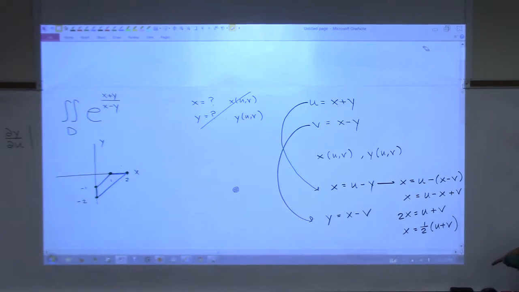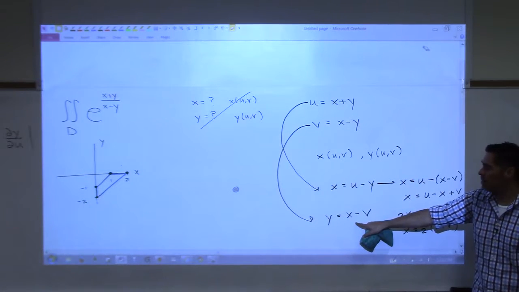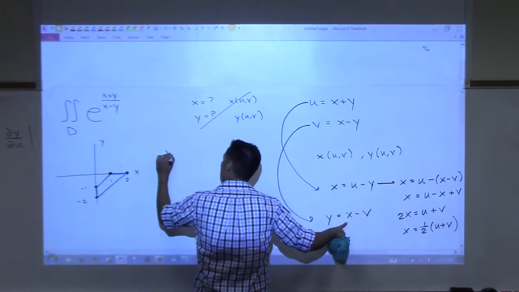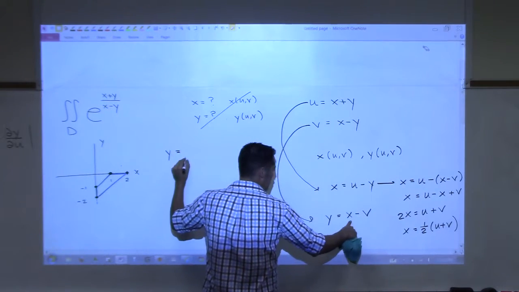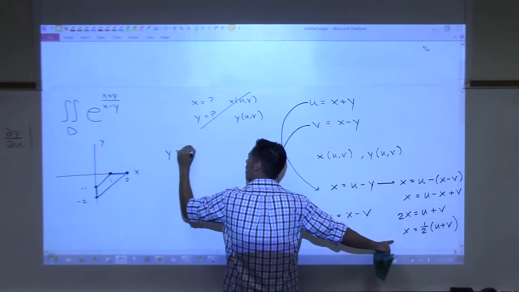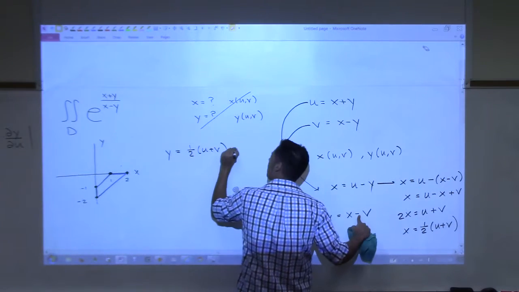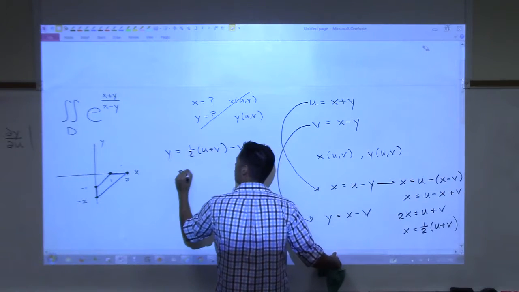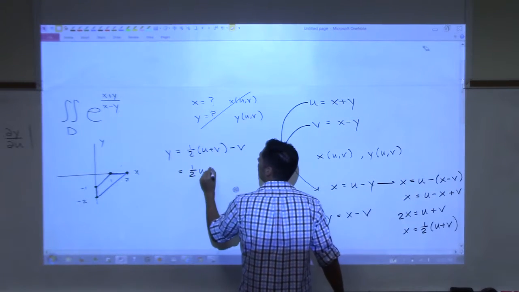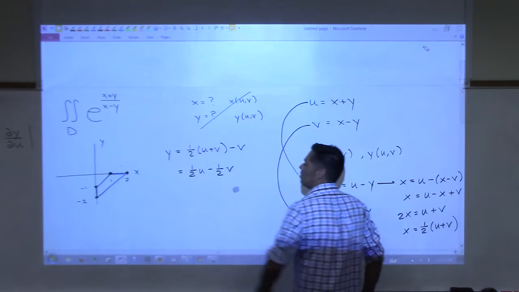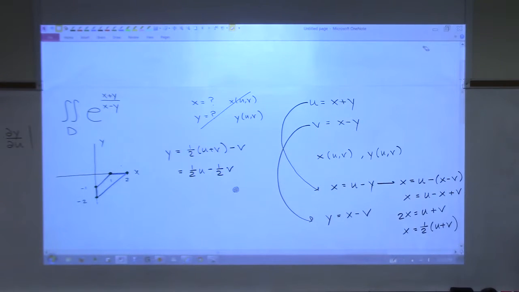What about y? Now I can go back to this one, right? If I go back to this one and plug in, I'm going to get y is equal to x, but what's x? 1/2 (u plus v), but then minus v. So this is 1/2 u plus 1/2 v, take away 1 v, so minus 1/2 v. That's y.